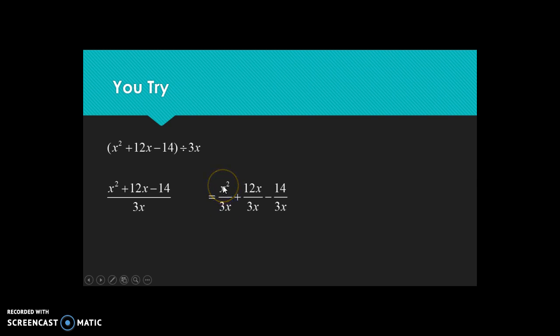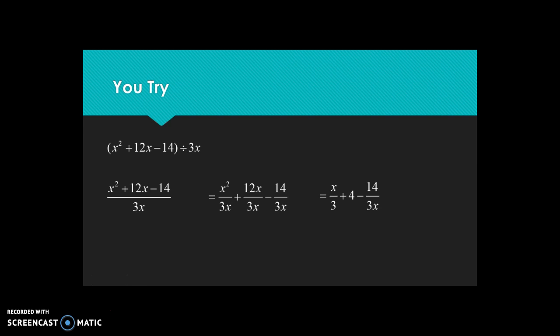Okay? 1x here cancels this x out, so we're left with just x plus x over 3. Plus 12 divided by 3 is 4, and these x's cancel out, so this ends up being just 4 in the middle. And then the last term, minus 14 over 3x, does not reduce at all, so this isn't changing. And there's our answer.